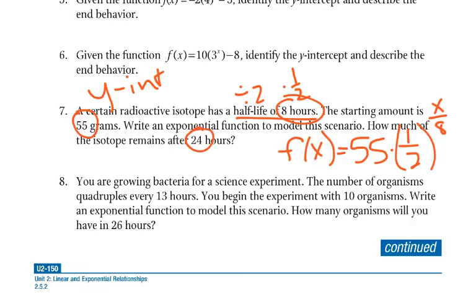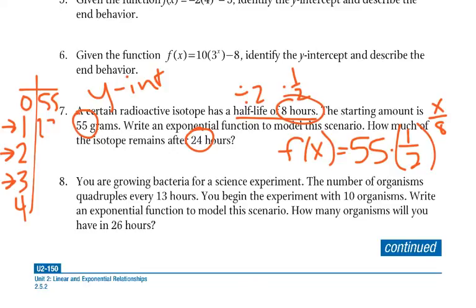Now, it wants us to find it for 24 hours. Okay, so there's a few different ways we can think through this one. You could make a table and think, well, this would be my first 8 hours, my second 8 hours, so 24 hours would be 3 sets. And then we'd start at 55, and then we'd divide by 2 each time, which we'd get 27.5, then 13.75, then 6.875. The other way would be to take our equation and replace that x with 24.